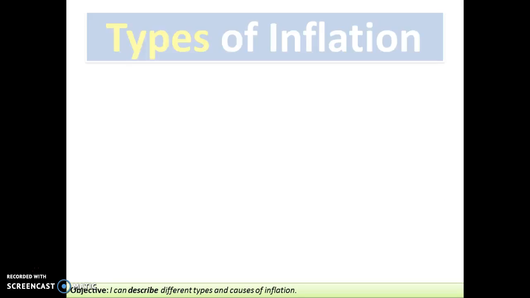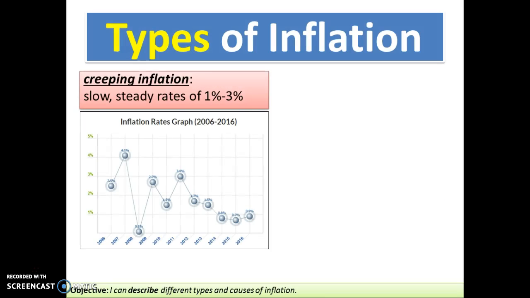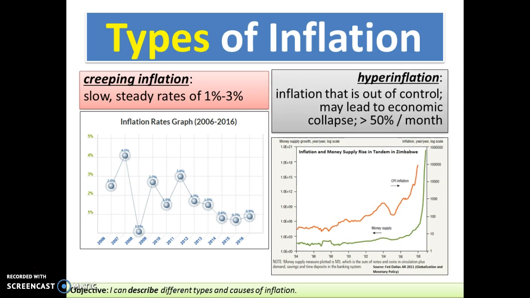We can see these two types by taking a look at some graphs as well. Creeping inflation is our goal, slow, steady rates of 1 to 3%. You can see over the past 10 years, the United States has generally been close to that 1 to 3%. Sometimes a little bit above, sometimes a little bit below, but generally pretty consistent. What we don't like is hyperinflation. It's hyperinflation that's out of control, leads to economic collapse and instability.